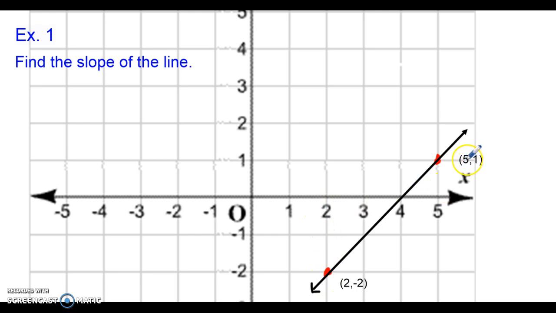Remember, the first coordinate of each point is left to right, so it's 5 to the right and 1 up, all starting from the origin. And this point here, start back at the origin, 2 to the right, 2 down. All right, so once you've got that set, let's figure out how we're going to find the slope of this line, how steep this line is.